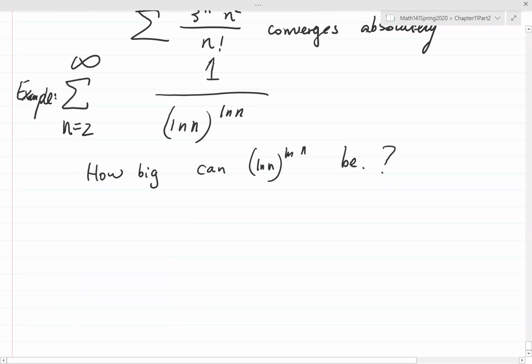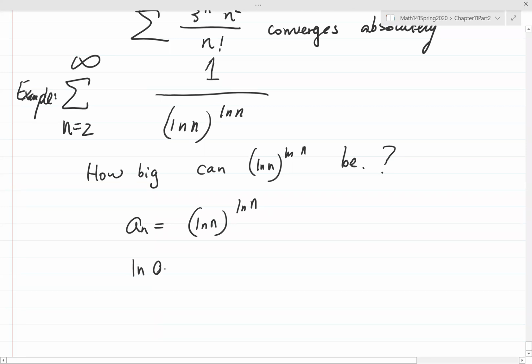Okay, remember when the base and the exponent are both changing, what we usually do in this case is we try to take ln. So let, for instance, a_n be ln n to the power ln n. Now how big is a_n? We should have good control of a_n.